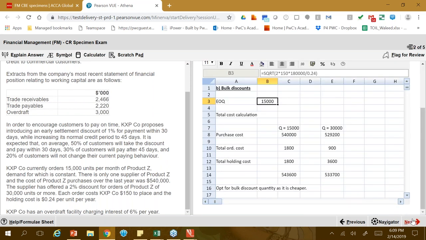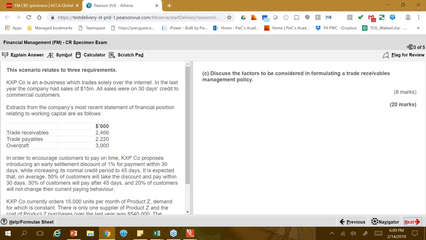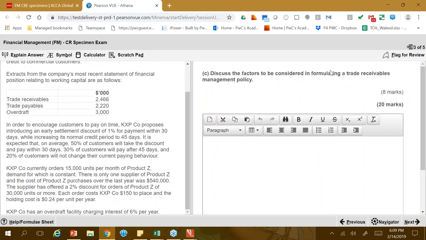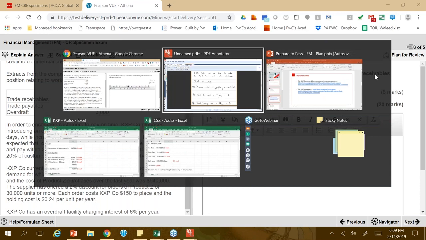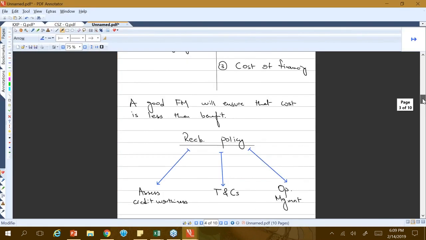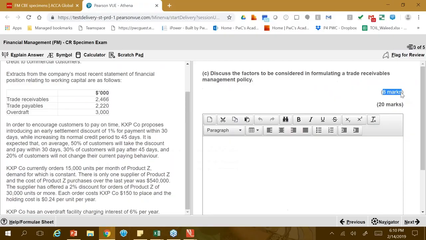last thing, the next requirement on this question is the idea of looking at the factors to be considered in formulating a trade receivables management policy. So whenever the examining team wants you to think about trade receivables management or their policy, we always think of those three headings. The three headings which I talked to you about were assessing creditworthiness, the T&Cs, and operational management. Now, this requirement is worth 8 marks.